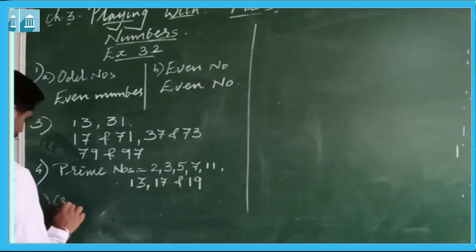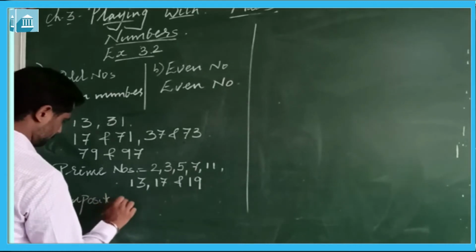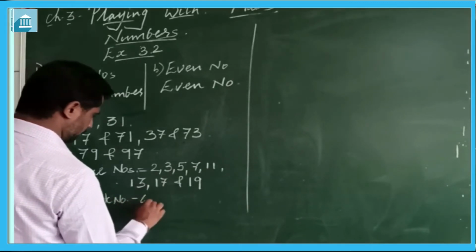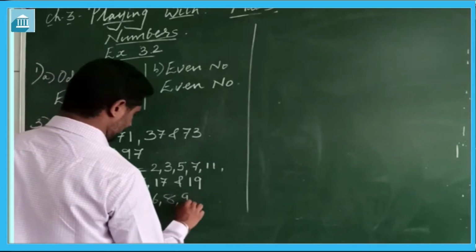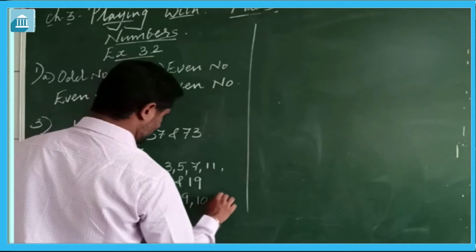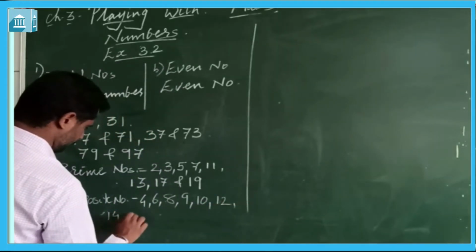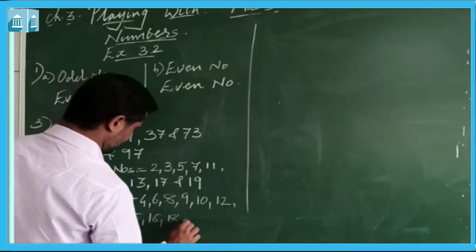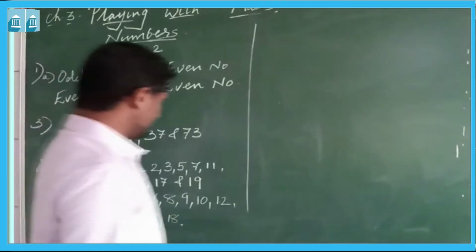Now composite numbers: 4, 6, 8, 12, 14, 15, 16, 18. These are the composite numbers less than 20.